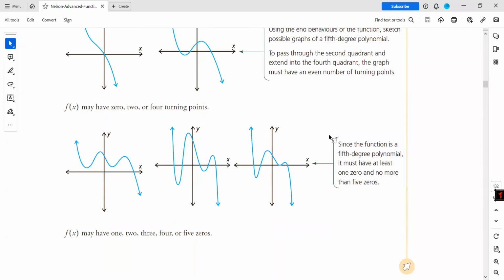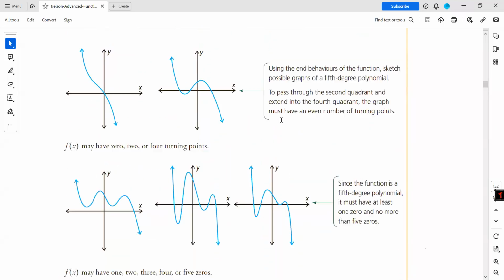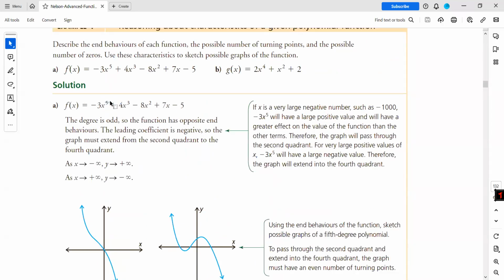Since the function is a 5th degree polynomial, it must have at least 1 zero and no more than 5 zeros. Okay, 4 maximum turning points, but no more than 5 zeros. Maximum number is 5 zeros for 5th degree polynomial function. So one more property that we discovered now. The greatest exponent of your polynomial function also gives you the maximum number of zeros of this function.